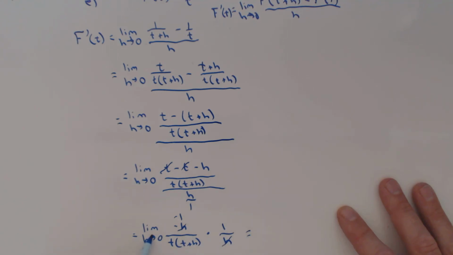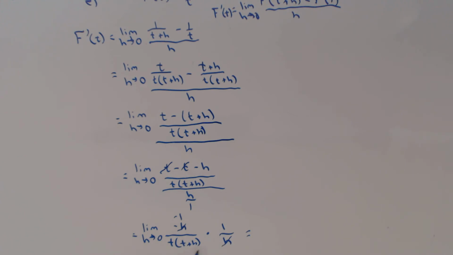Notice now we can take the limit as h goes to 0 by direct substitution, because it will not cause a 0 in the denominator. So I can plug a 0 in for that h. So I get negative 1 over t times t plus 0. Notice I'm no longer writing the limit notation because I've taken the limit by plugging that 0 in for h. This is going to give me minus 1 over t squared for our derivative.